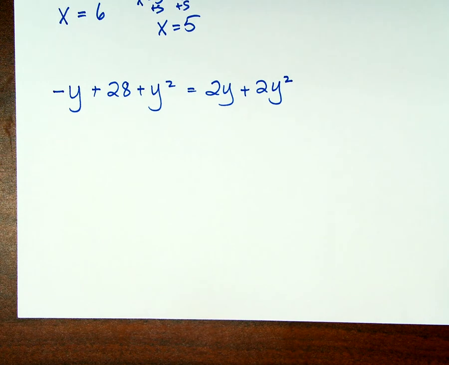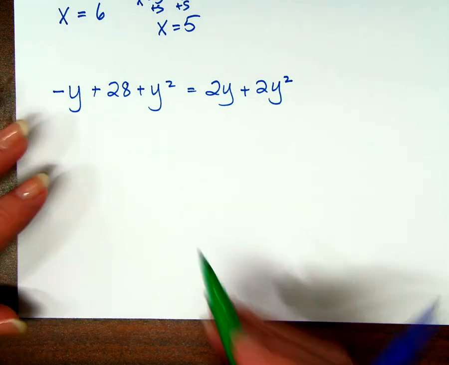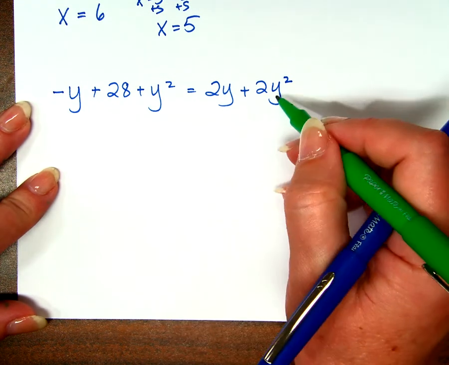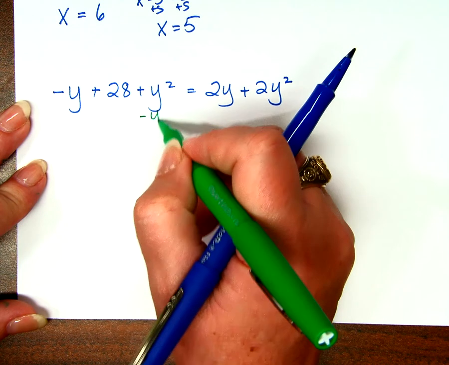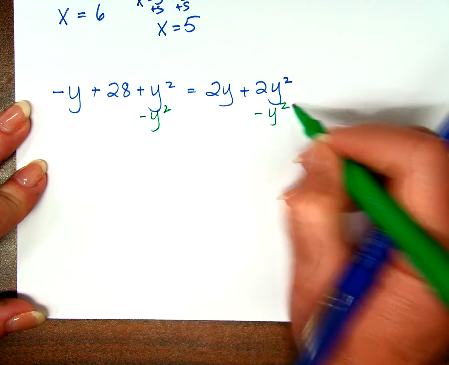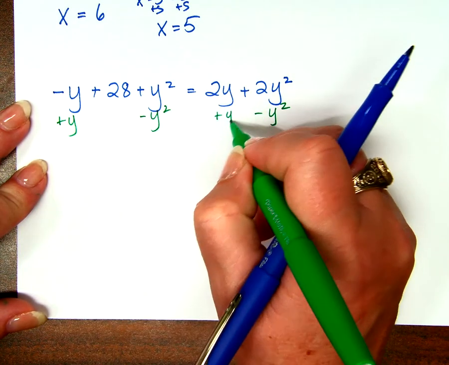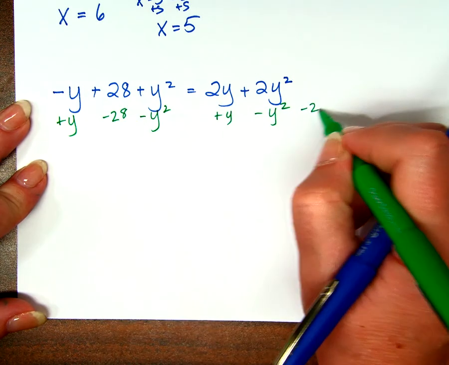Guys, because of how we factor our trinomials, if we have a choice, we always want our squared term to be positive. So where should I move all this stuff? Over to the right side, right? Because if I move this over here, that's going to give me a negative y squared term, isn't it? So minus y squared, plus y, and then minus 28 on both sides.